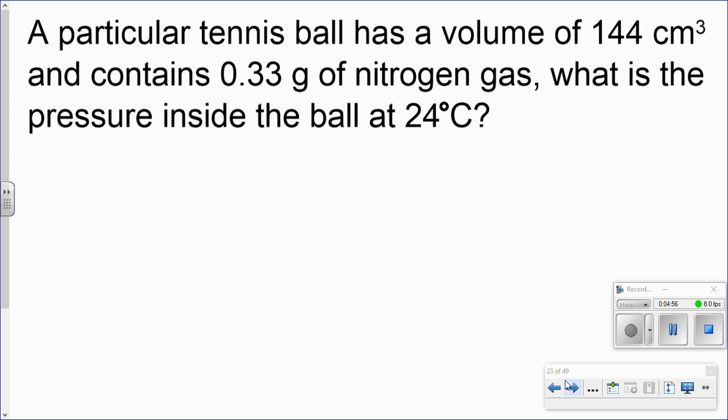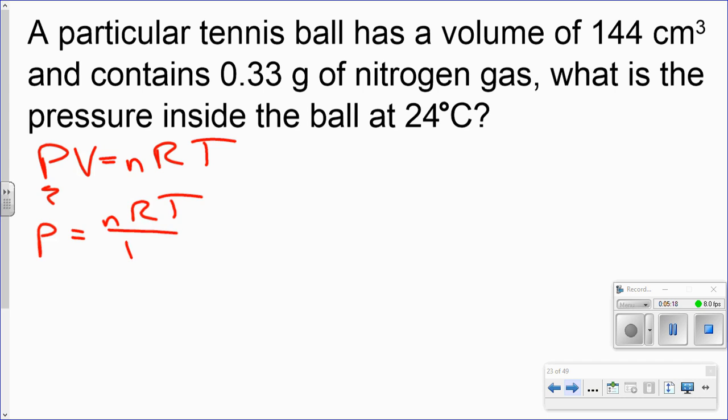A particular tennis ball has a volume, so there's my V, and contains 0.33 grams of nitrogen gas, so there's a mass. I can convert that to moles, I guess. What is the pressure? Okay, so again, using the ideal gas law, PV equals nRT, or PIV-NERT. Looks like P is my X here. So let's divide out V over. So P is equal to nRT over V.